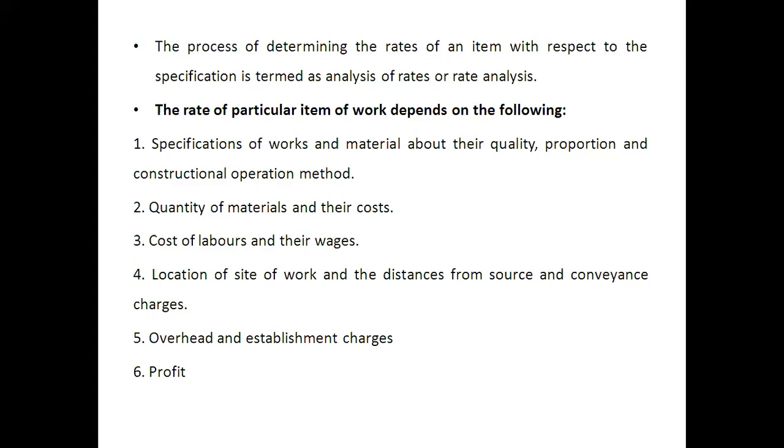The rate of a particular item of work depends on some parameters. Which parameters? These are the specifications of the work and the material, about their quality, proportion and constructional operation method. Specifications are nothing but a detailed description of that particular activity or material, which gives us the nature of the quality, proportion and constructional operational methods. That is the first item on which your rate will depend, the specifications. Second is the quantity of material and their costs.